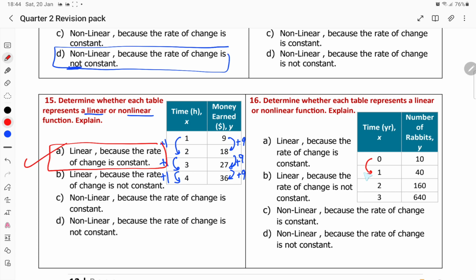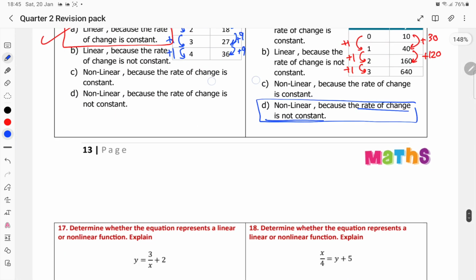What about this one? Plus 1, plus 1, plus 1. From 10 to 40, I added 30. From 40 to 160, take care, you added 120 because 160 minus 40 is 120. Is 30 over 1 the same as 120 over 1? No, this is non-linear because the rate of change is not constant.